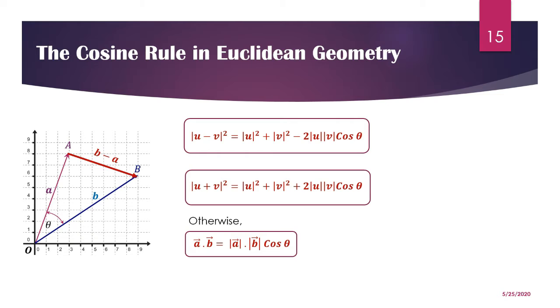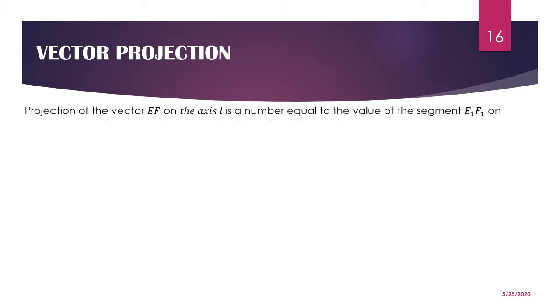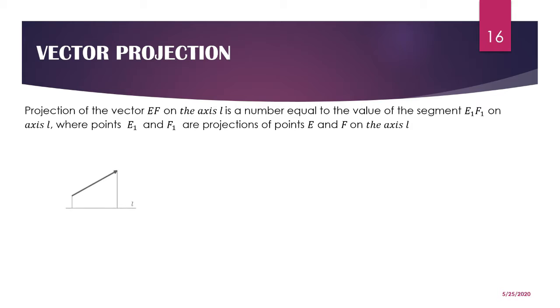Students, now we go to vector projection. The projection of the vector EF on the axis L is a number equal to the value of the segment E1 F1 on the axis L, where points E1 and F1 are projections of points E and F on the axis L. Very clear, right? The projection is E1 F1.